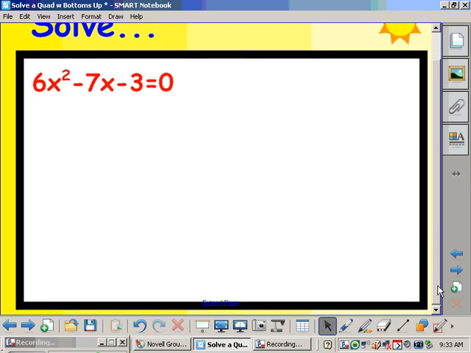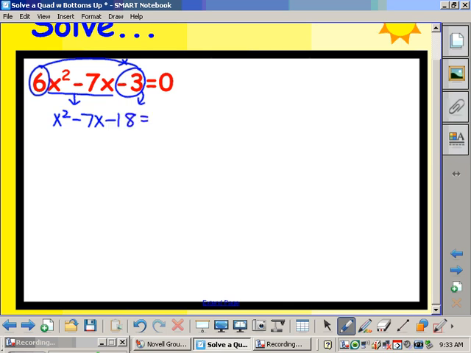Okay, in this example, we're going to solve 6x squared minus 7x minus 3 using bottoms up. So because it's in standard form, we can just go ahead and begin. So we're going to circle A and C and connect them and eventually multiply them. First, we will drop down the x squared minus 7x as we begin the process of creating a trinomial with a leading coefficient of 1. We will now multiply the 6 and the negative 3 to get negative 18.